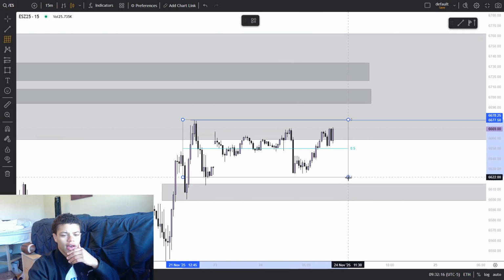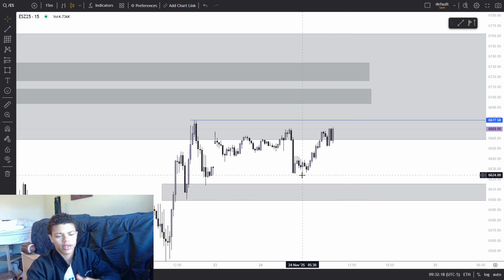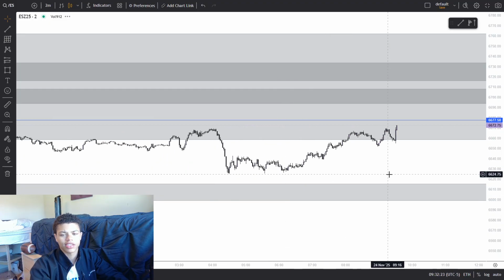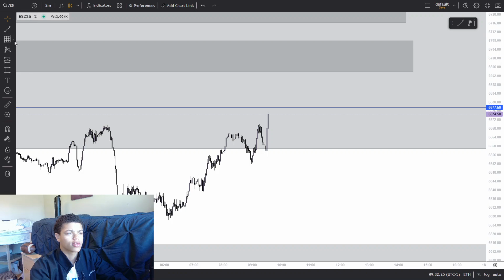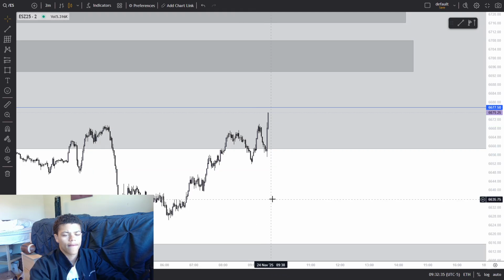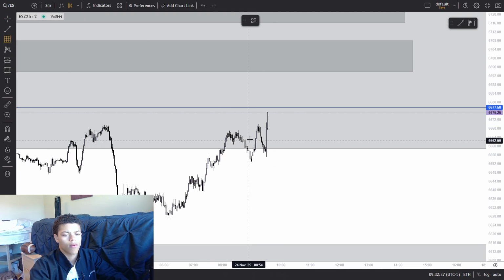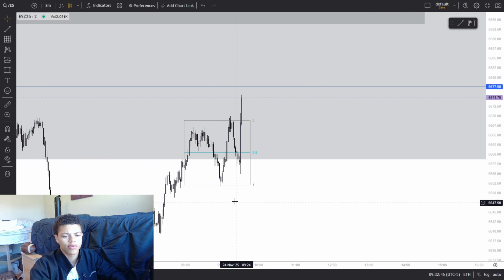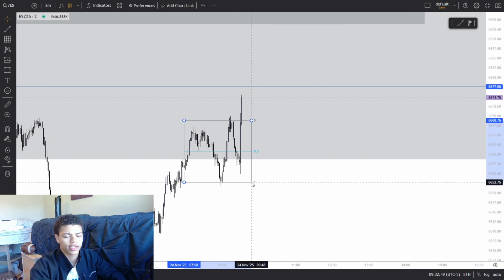Could consider this 5 minute structure. Never mind, I would not consider that 5 minute structure. I could possibly see 2 minute structure here being formed. Let's have the same sell side draw here on ES. We have 2 minute structure here on ES as well.